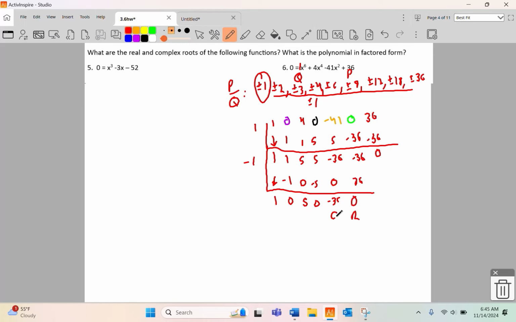So we have a remainder, a constant, an x squared, an x cubed, and an x to the 4th. Sorry about my voice, it's disappearing. I have x to the 4th plus 5x to the 2nd minus 36.